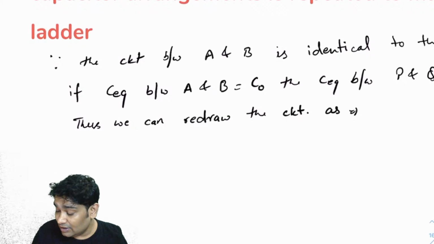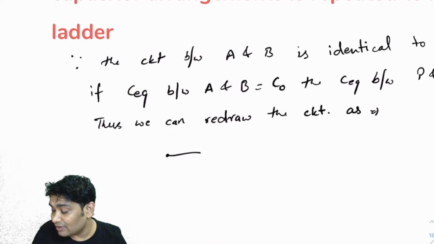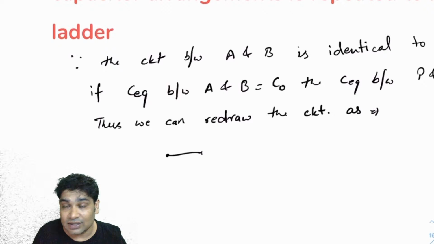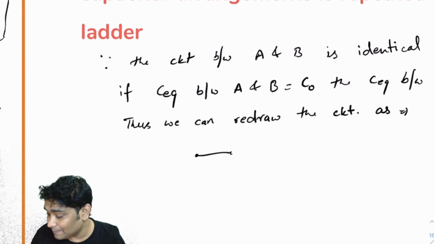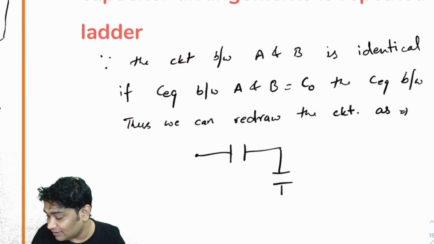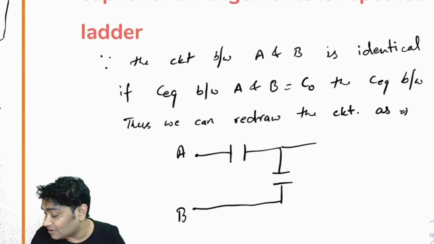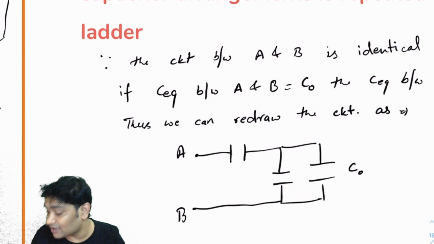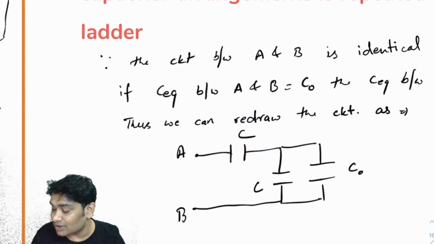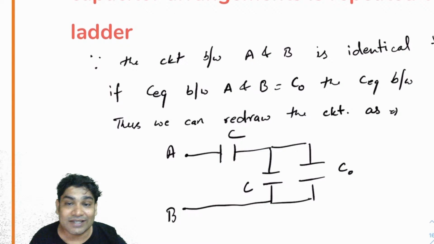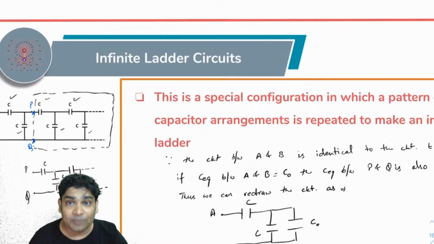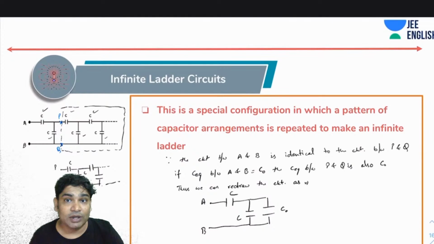As I can say now, this is 1C. Then there is another C here. So this is A, this is B, and this is one C naught. So I'm calling this C0. This is C, this is C. Agreed, I can redraw this like this. I hope you followed the logic. Just follow the logic.